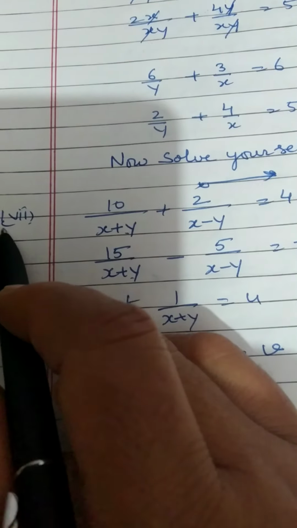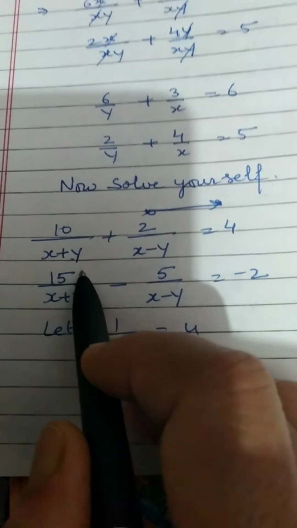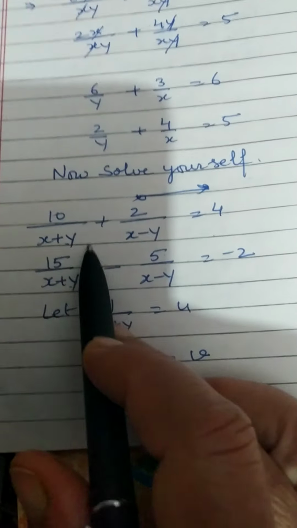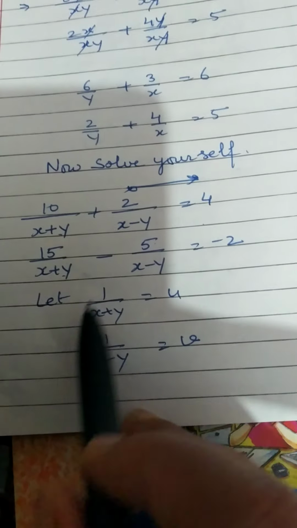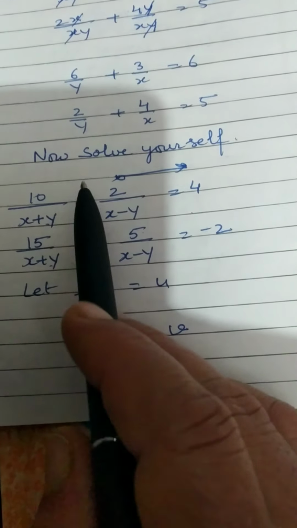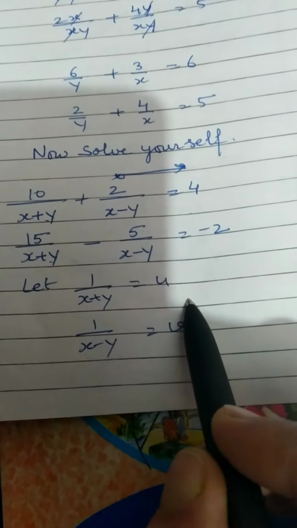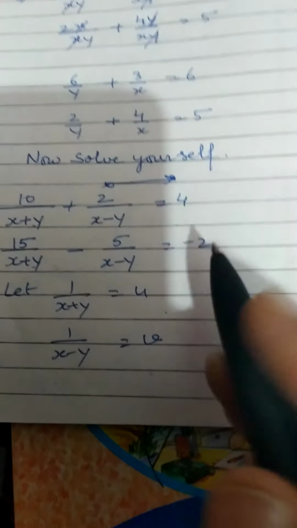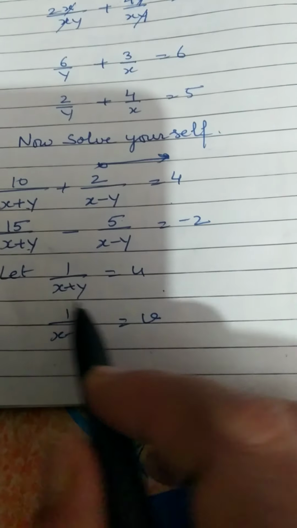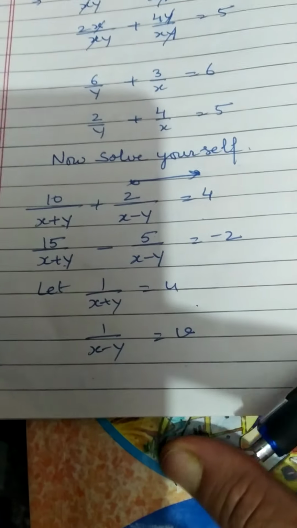I am going to the next question. Question number 1, seventh part. It is 10 upon x plus y plus 2 upon x minus y is equal to 4 and 15 upon x plus y minus 5 upon x minus y is equal to minus 2. To solve these equations, we will put 1 upon x plus y is equal to u and 1 upon x minus y is equal to v. We are considering these as u and v to make the question easy.